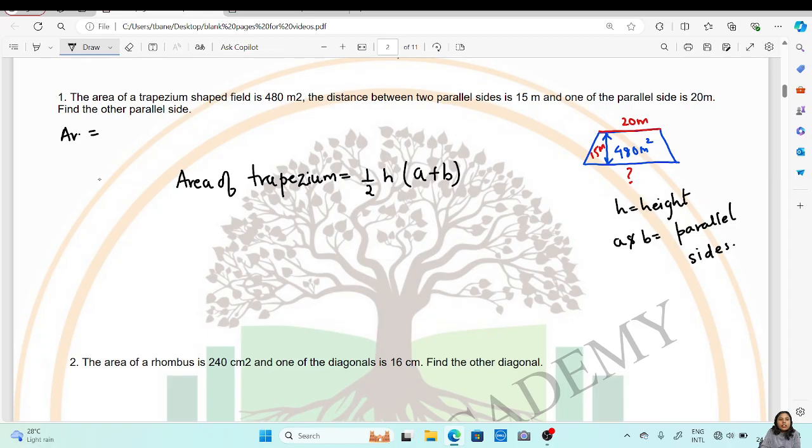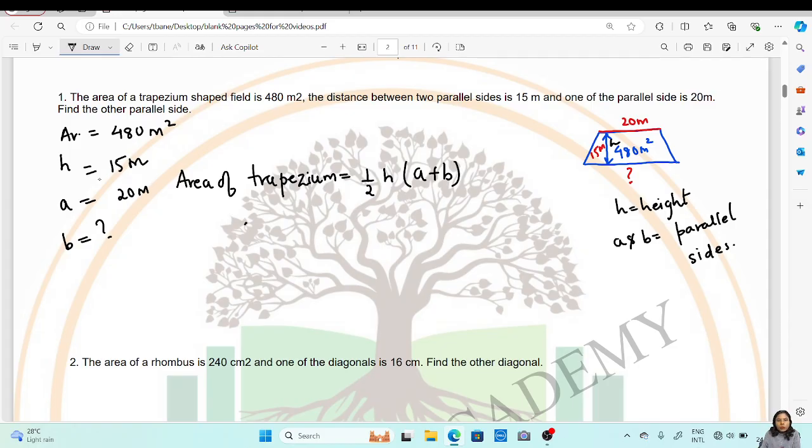Area is already given to us, that is 480 meter square. Then the distance. So this is given. So this is basically our height. So height is 15 meters and one of the sides A is 20 meters. So we have to basically find B, that is the other parallel side. So now let's try and simply substitute.